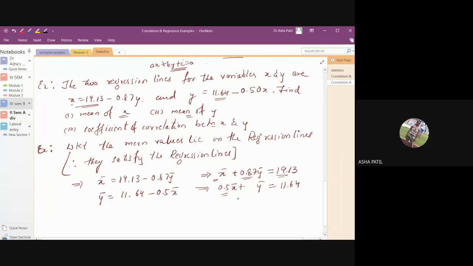Lateral entry students, do you know this method? Yes, ma'am. Okay. Are you feeling this module easy, lateral entry students? Yes, ma'am. Somewhat. Others? Vishnu, are you trying the examples? Yes, ma'am.